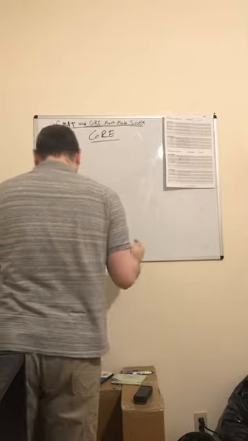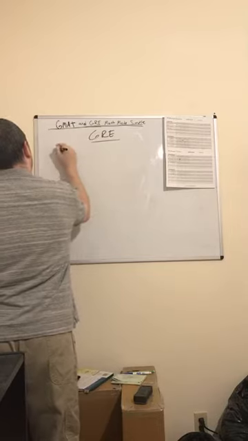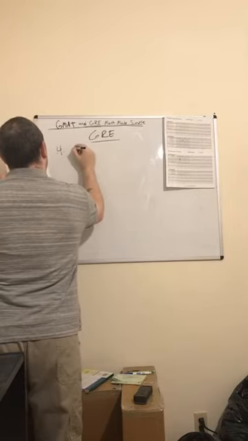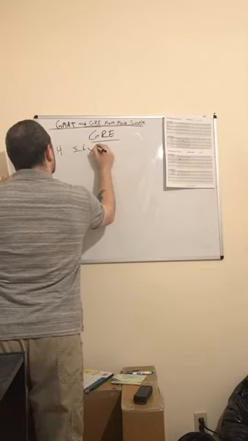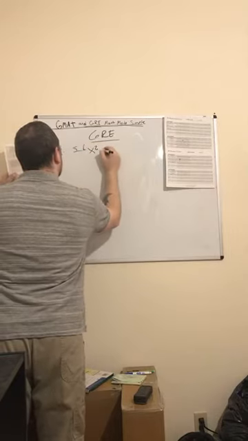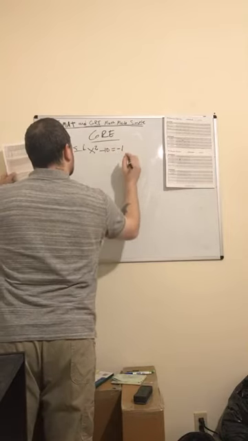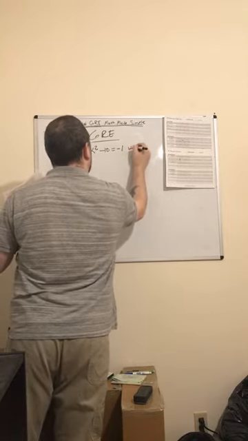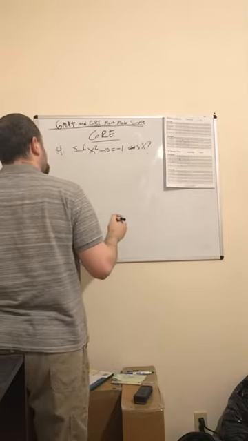It says, if x squared minus 10 equals negative 1, what's x? So let's get that like we did for the last one.